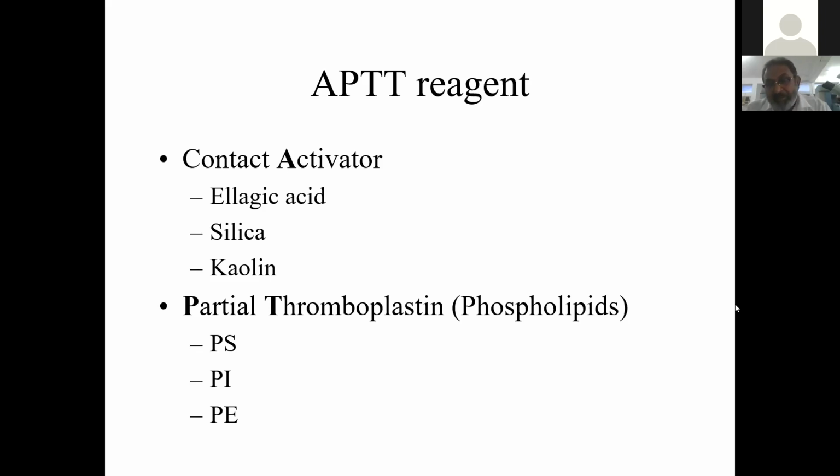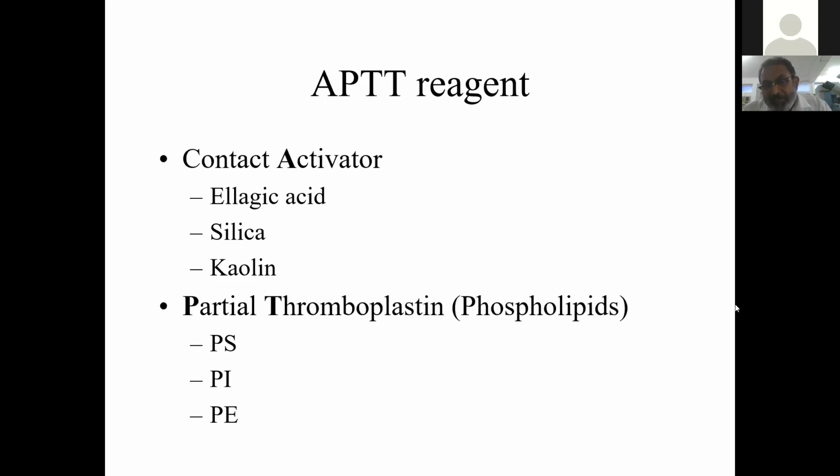But as far as this is concerned, now you should know whether your APTT is ellagic acid based, silica based, or kaolin based. And silica also, whether it is micronized silica or colloidal silica. Even kaolin also, whether it is colloidal kaolin. All this information is very important, especially if you're in a center which is treating patients with hemophilia receiving extended half-life. The phospholipids become very important, especially in antiphospholipid syndrome, because there mostly 3 phospholipids are used in the APTT reagent: phosphatidyl serine, phosphatidyl inositol, and phosphatidyl ethanolamine. These are all negatively charged phospholipids.